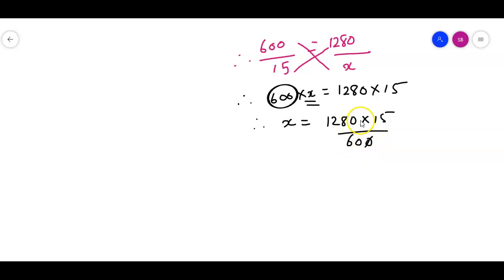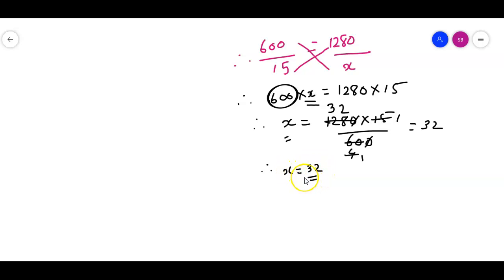Now, let's see, 10 and 10 we will cut. This is how we can ease our divisions. Now, 15 and 60 we know, 15 ones are 15 and 15 fours are 60. Again, 4 we can divide into 128, right? So, 4 ones are 4, 4 threes are 12 and 4 twos are 8. So, we finally get 32 into 1, which is equal to 32. So, the value of X we got is 32. Therefore, X is equal to 32.